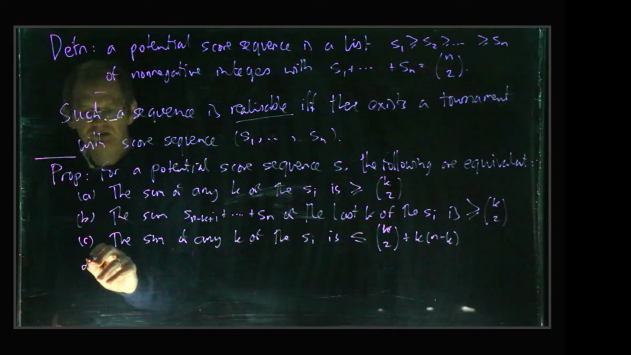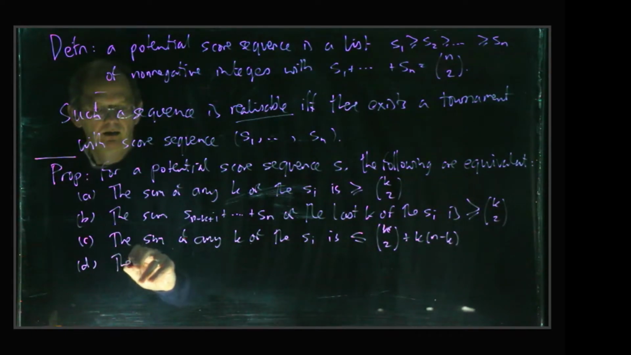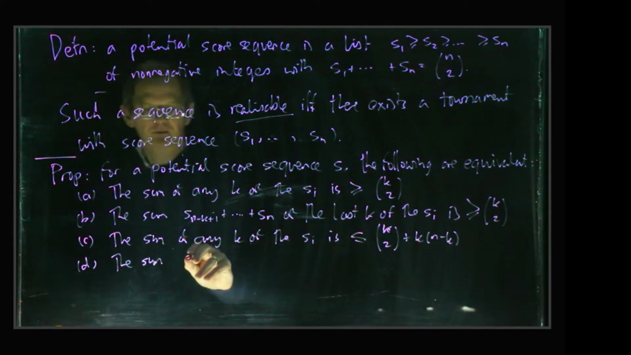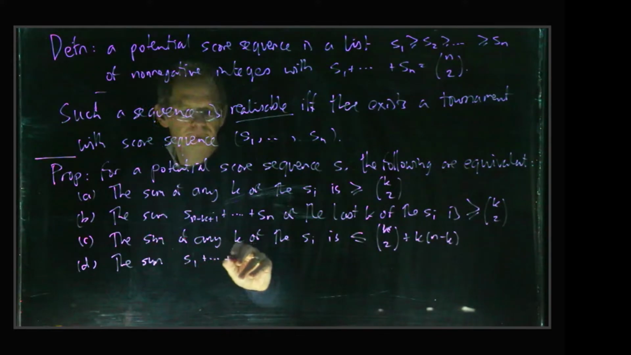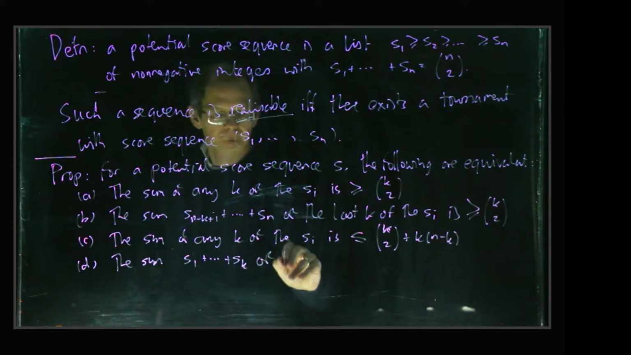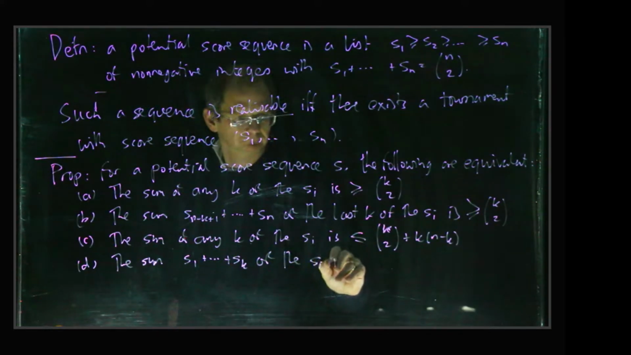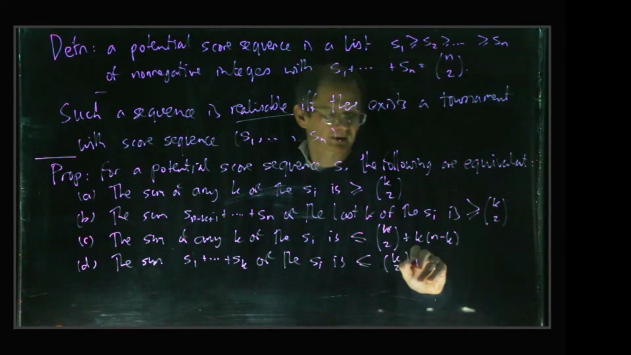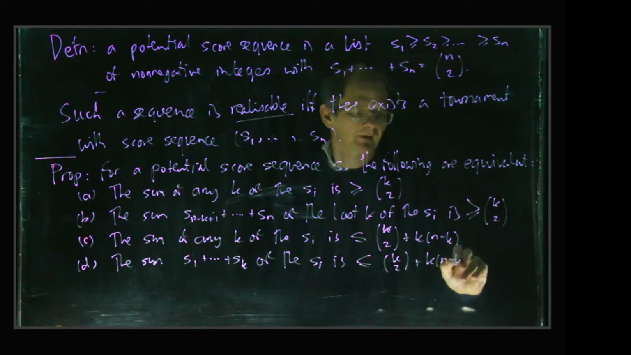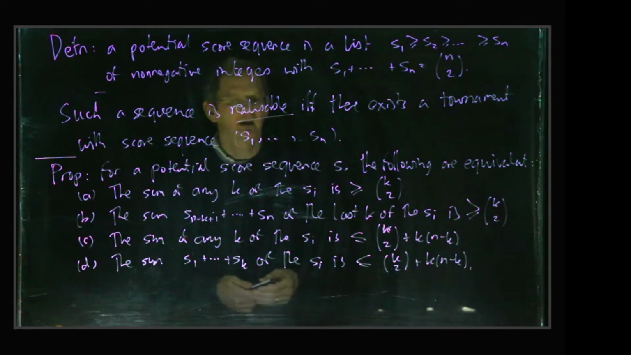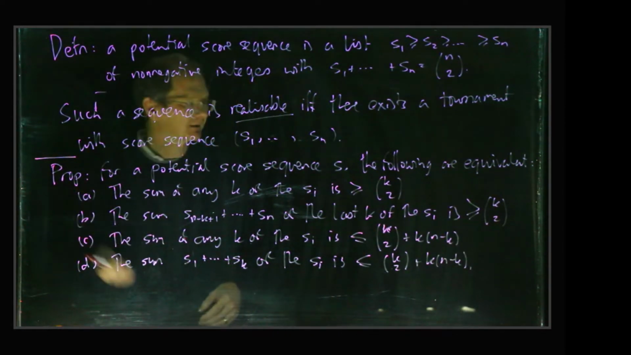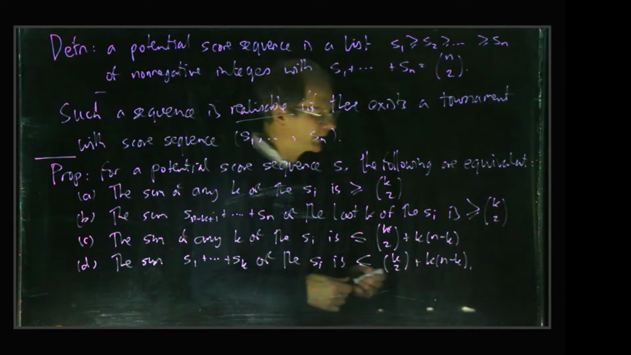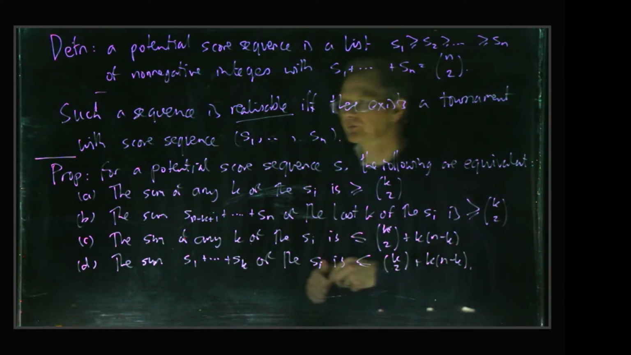And condition D says that you take the sum of the first k is less than or equal to the same thing, k choose 2 plus k times n minus k. Okay. So the proposition is that these 4 statements are all equivalent. If one of them's true, then all of them are true. If one of them's false, then all of them are false.